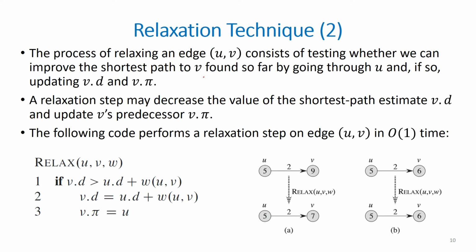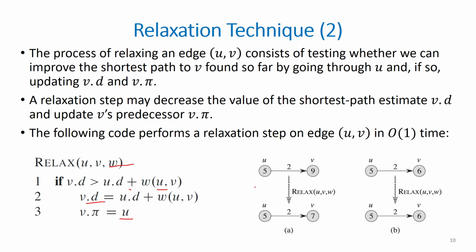What happens in the relaxation of an edge (u, v) with weight w is that it checks if the estimate of vertex v, which is v.d, is greater than the sum of the estimate value of u and the weight of edge (u, v). If greater, then it updates v.d to the sum u.d plus the weight of the edge (u, v) and changes the predecessor of v to u. If not, no changes are made to the attributes of vertex v.